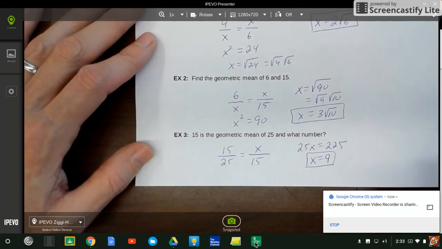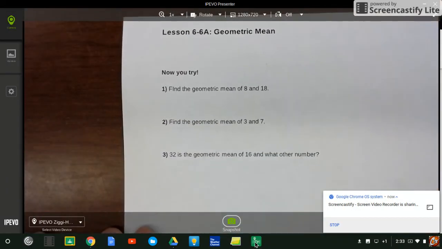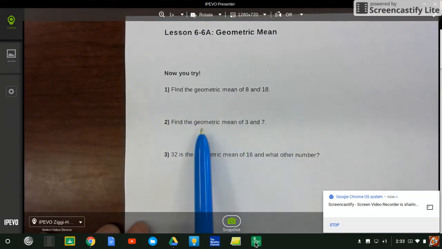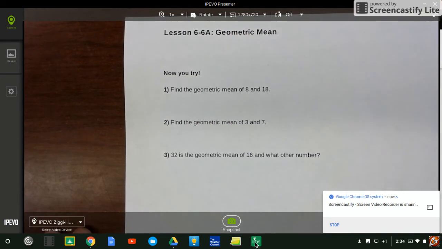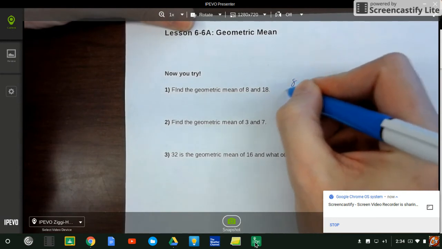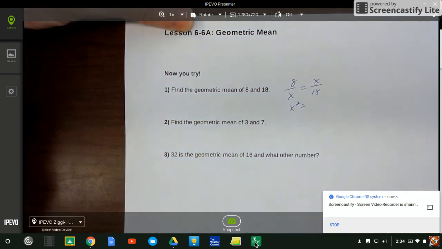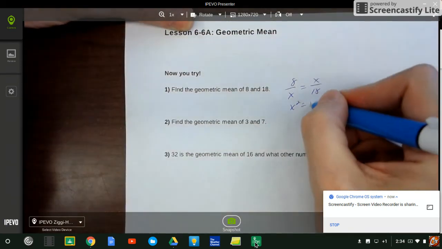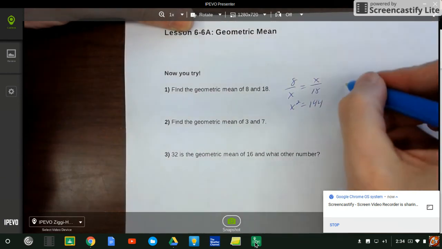Okay, so try some of those. On the back of this paper, and the questions will be asked to you. Find the geometric mean of 8 and 18, geometric mean of 3 and 7, and if 32 is the geometric mean of 16 and what number. Try those 3 real quick. Okay, so let's run through those. 8 and 18, so that's 8. I don't know the mean. So x squared equals 144. And I believe that's going to give me x is 12.